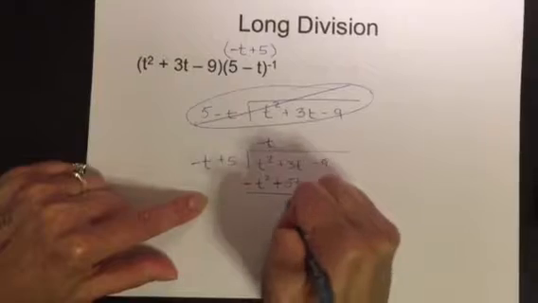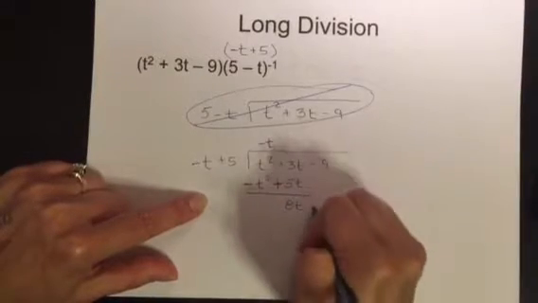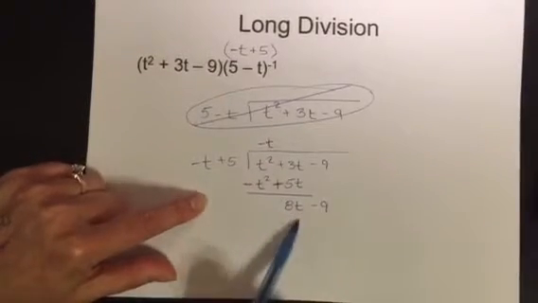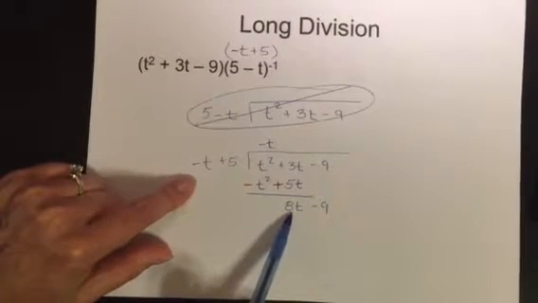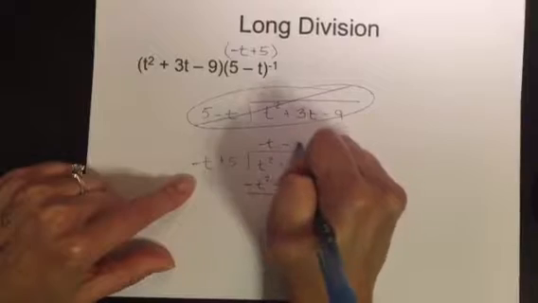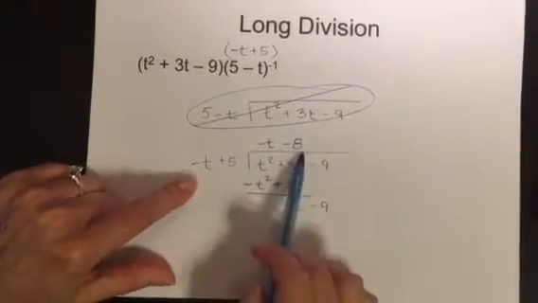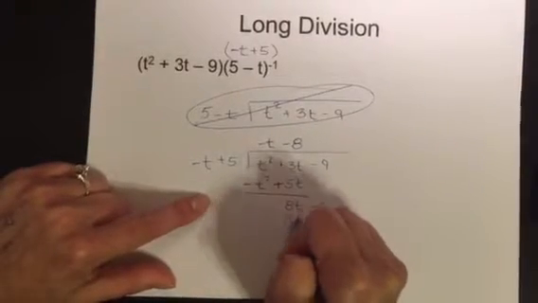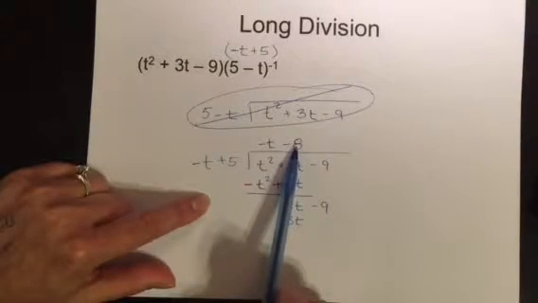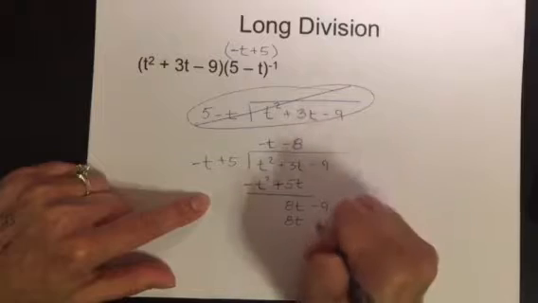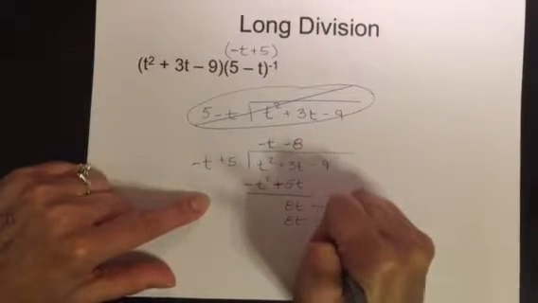And now that's going to give me 8t, bring down this 9. All right, again, I've got to ask myself, what times negative t will give me 8t? Well, that's going to be minus 8, because negative times negative is positive. And now I've got negative 8 times 5. That's going to be negative 40.